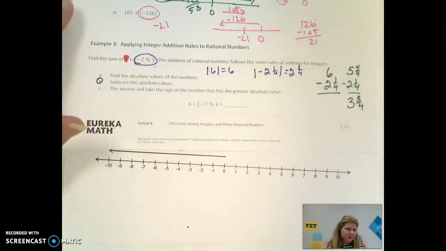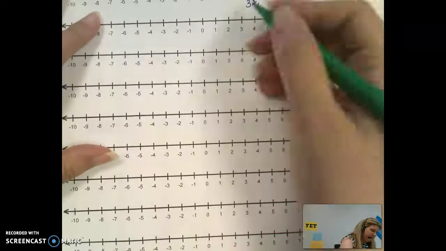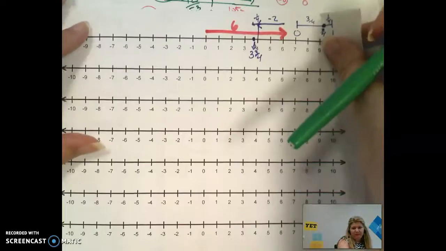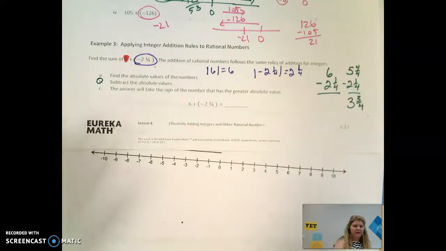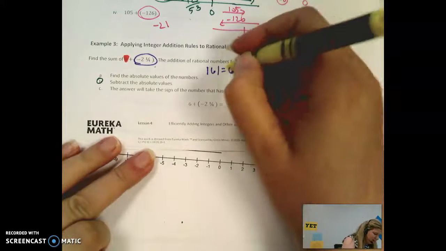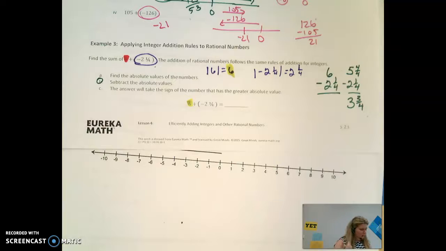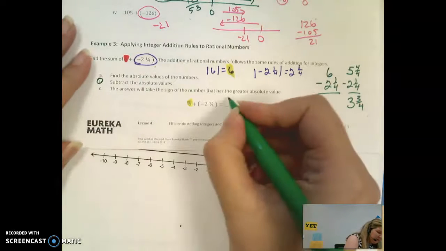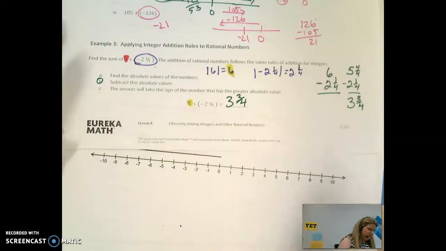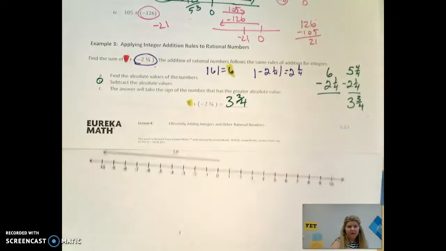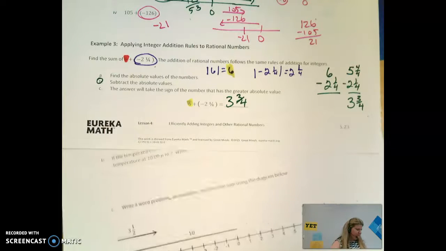And let's see if that's what we got on the number line. 3 3/4, it is. You should always get the same result even if you do it multiple ways. That's a way to check yourself. Now, the answer will take the sign of the number with the greater absolute value. So looking up here, this is the greater absolute value, so the answer should be positive. On our number line it was positive 3 3/4. Alright, hopefully you enjoyed that. That was a little bit of fun for me.